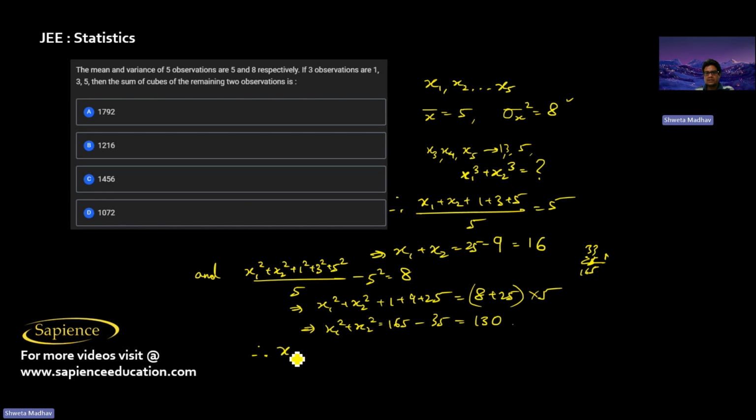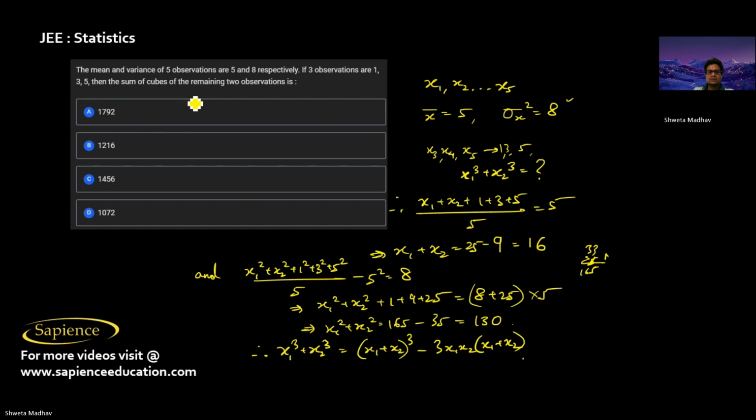Now therefore we need x1 cube plus x2 cube. X1 cube plus x2 cube would be equal to x1 plus x2 whole cube minus 3x1 x2 into x1 plus x2. Now here it is told x1 square plus x2 square, that is equal to 130 we have found out. That means x1 plus x2 whole square minus 2x1 x2 is equal to 130.